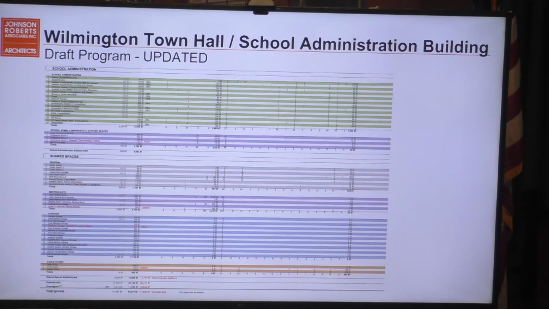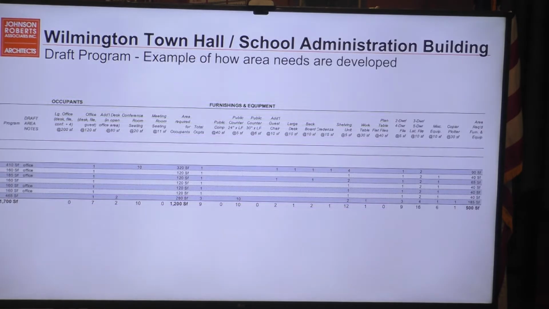It's a two-page sheet. There are some shared spaces that show up on here as well. We also tried to break the school department down into some smaller chunks, so that when they're looking at the plans, they make a little bit more sense. So this is a blow-up of, call it, the last two-thirds of the right-hand side of the sheet. This is an example, so folks can understand how we put this together.